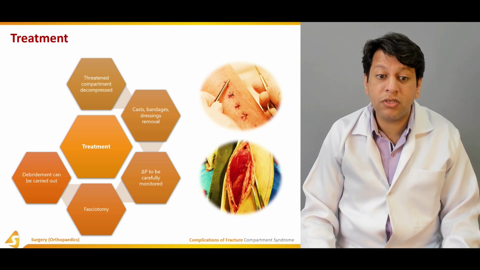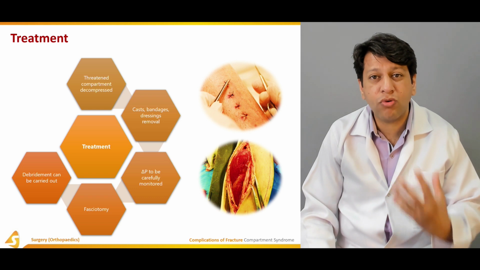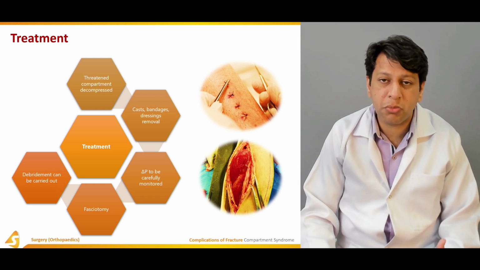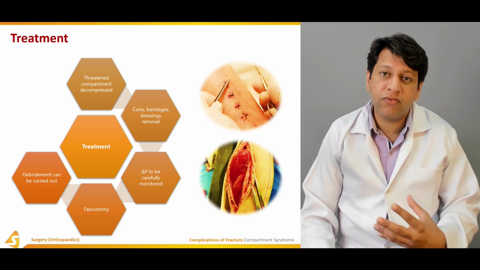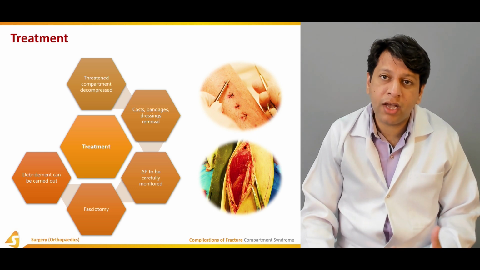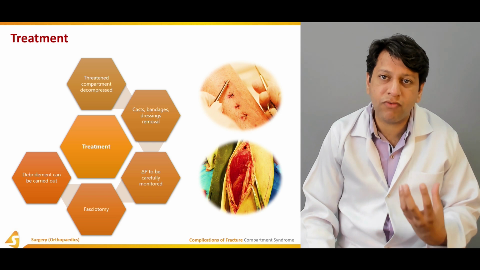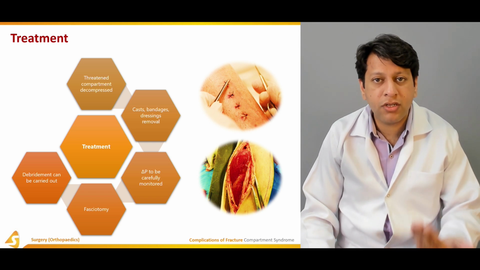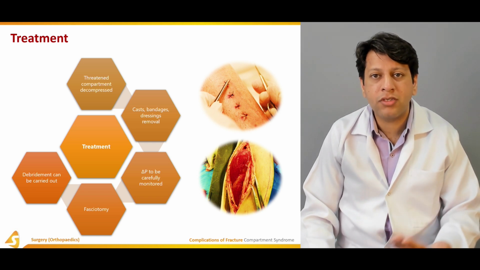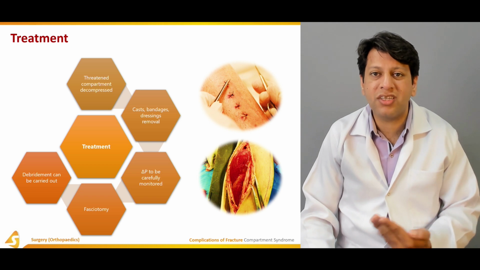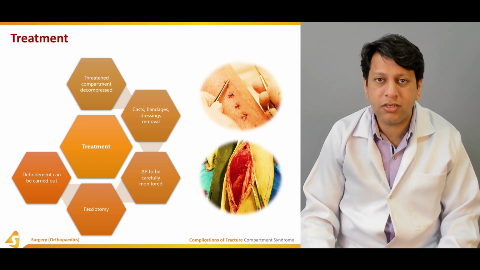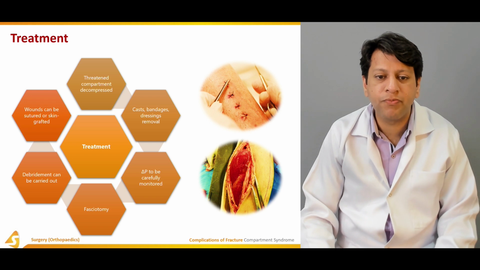Then debridement can be carried out, because if it's an open injury, usually compartment syndrome rarely develops. But if compartment syndrome has developed inside, there may be a myonecrosis, and this myonecrosis, if left there, will further result in inflammation and further myonecrosis and increased compartment pressure. So if it's present there, that can be removed as well.